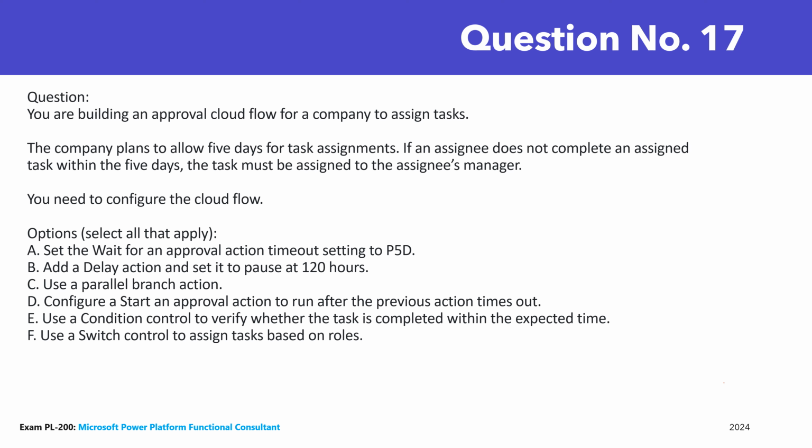A. Set the wait for an approval action timeout setting to P5D. B. Add a delay action and set it to pause at 120 hours. C. Use a parallel branch action. D. Configure a start an approval action to run after the previous action times out. E. Use a condition control to verify whether the task is completed within the expected time. F. Use a switch control to assign tasks based on roles.